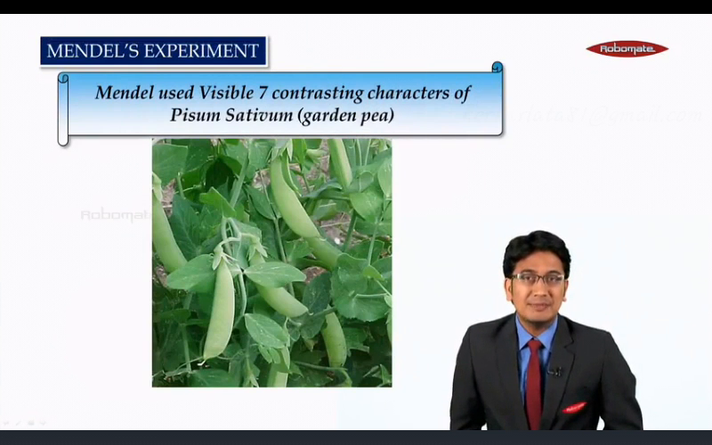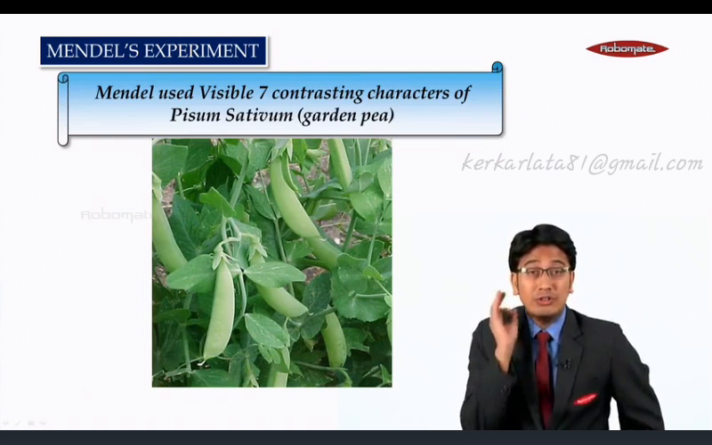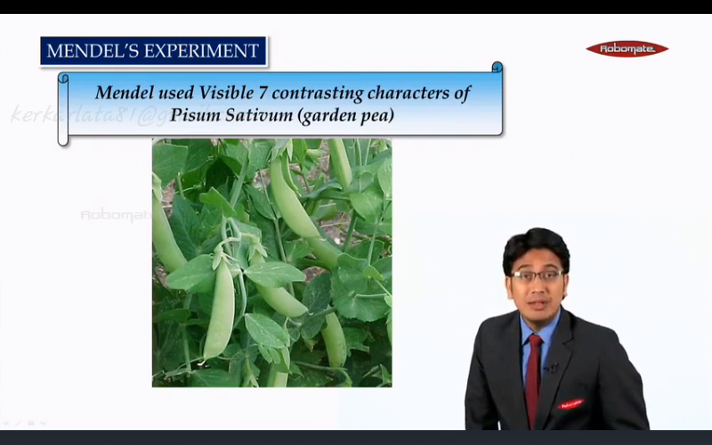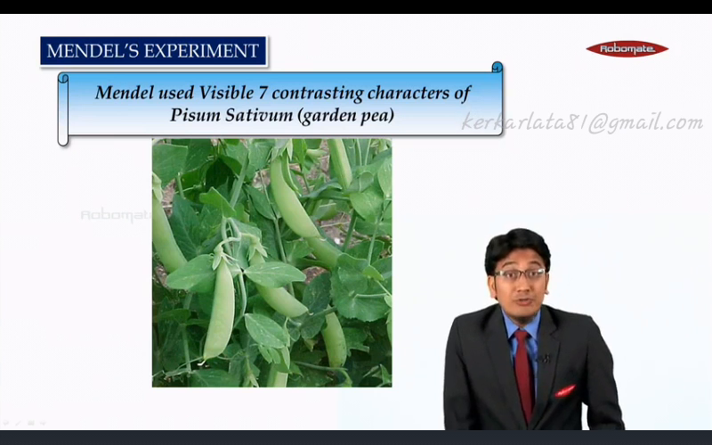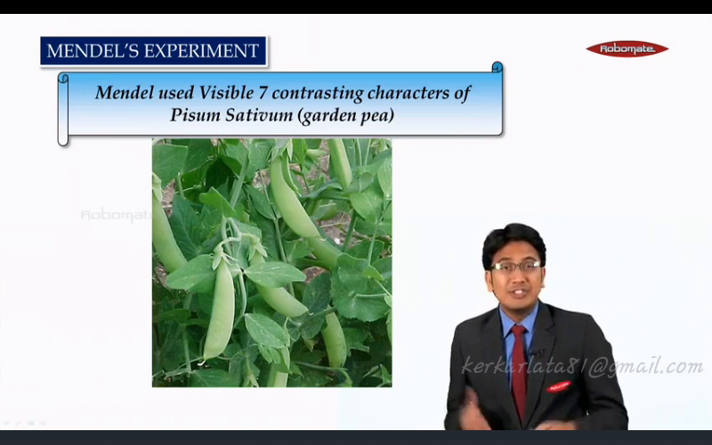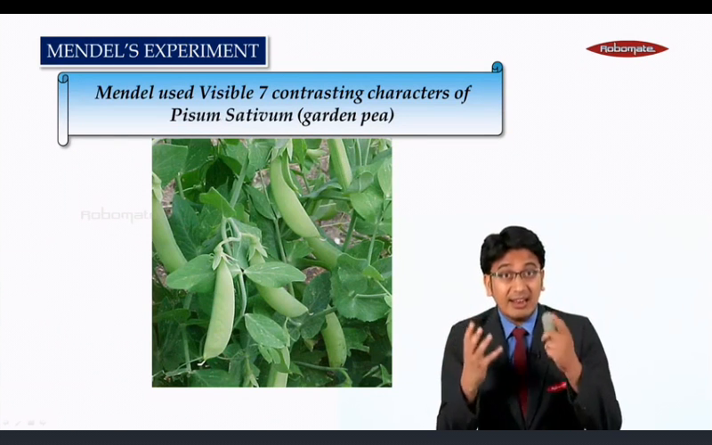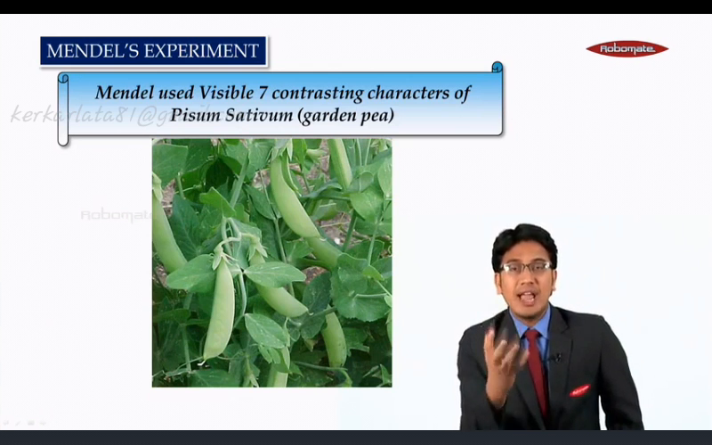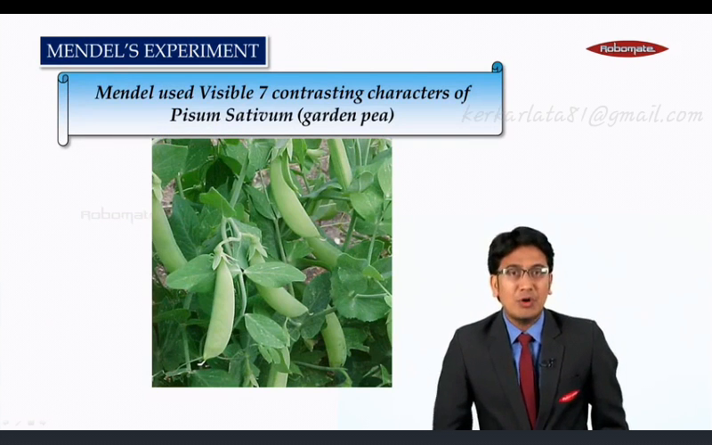Mendel's experiment. Mendel used 7 visible contrasting characters of Pisum sativum. Pisum sativum is the scientific name of garden pea. He was not working in a lab. He was working in a garden. He did not have a microscope. He just observed with his naked eyes what visible, contrasting, different characters he could see in the pea plants. And he noted them all.